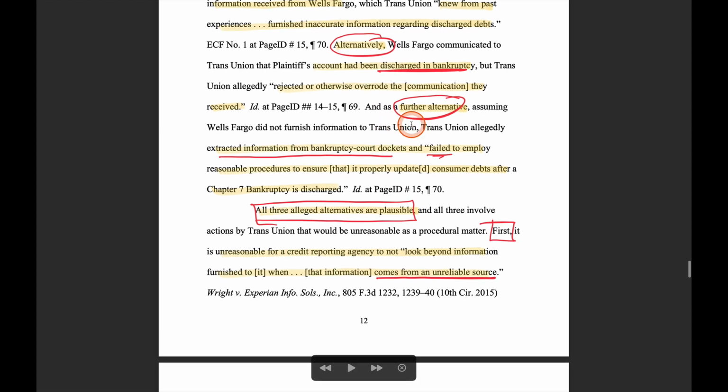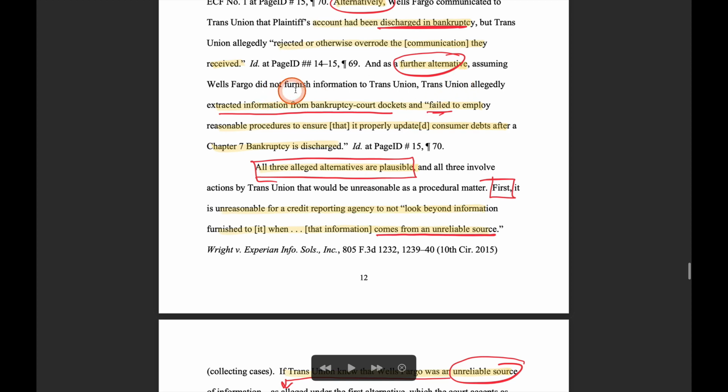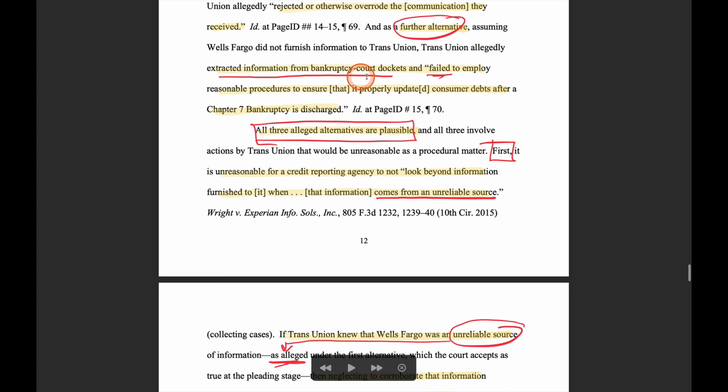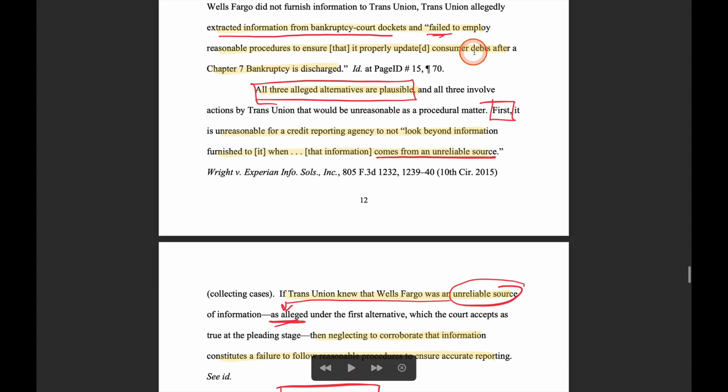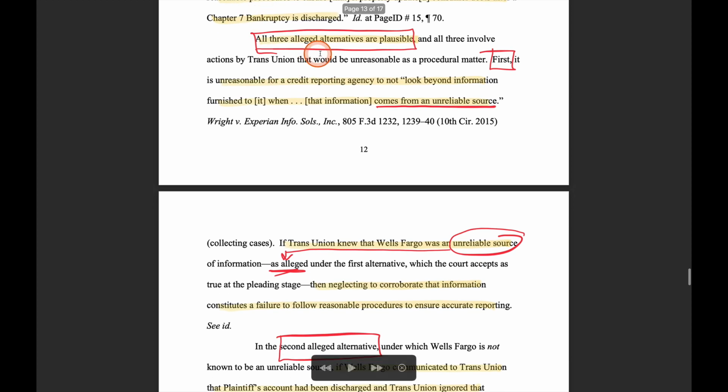Here's another alternative. Assuming Wells Fargo did not furnish information, TransUnion allegedly extracted information from the bankruptcy court dockets and failed to employ reasonable procedures to ensure it updated debts after Chapter 7. So they're saying, look, you guys knew about the bankruptcy. You're reporting the bankruptcy. You should have looked into the bankruptcy docket, the information that's there, and figured out, hey, Wells Fargo was included in bankruptcy and discharged. And the court says all three of these alleged alternatives are plausible.